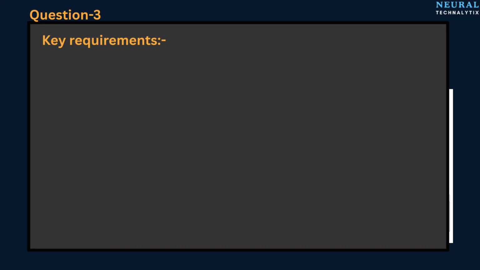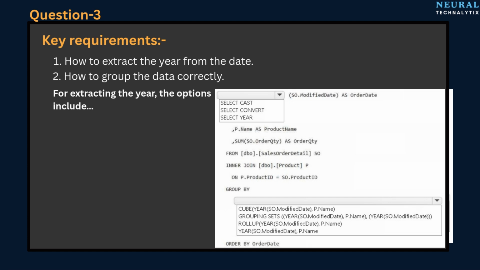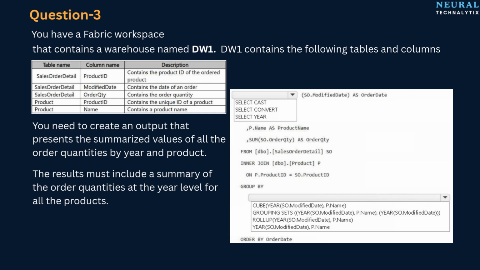We need to decide two things. First, how to extract the year from the date. Second, how to group the data correctly. For extracting the year, the options include cast, convert, year, and for grouping, we see simple group by, rollup, cube, grouping sets.